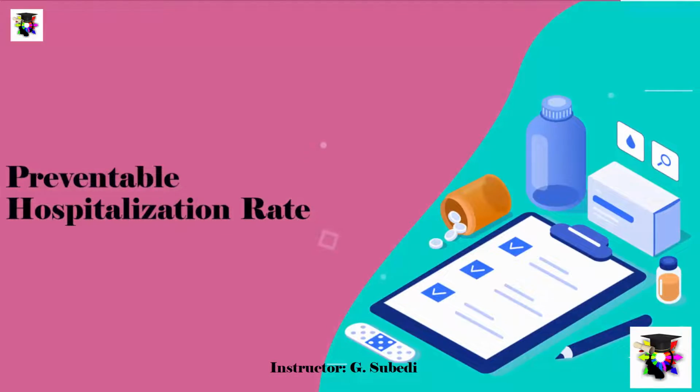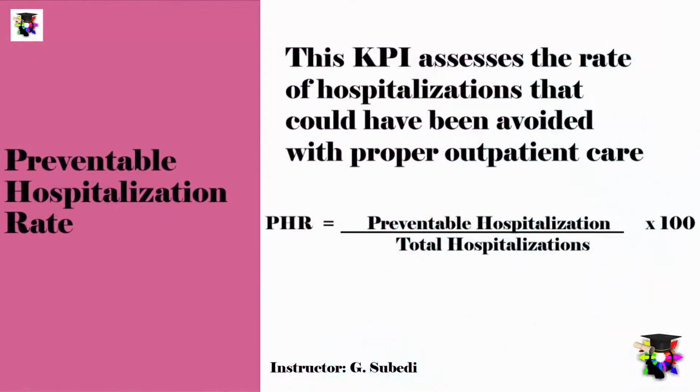Preventable hospitalization rate. This KPI assesses the rate of hospitalizations that could have been avoided with proper outpatient care. We calculate it by dividing the number of preventable hospitalizations by the total number of hospitalizations. This KPI thus assesses the rate of hospitalizations that could have been avoided with the proper outpatient care.